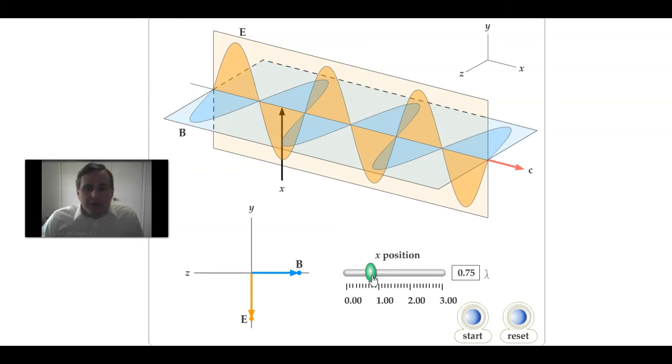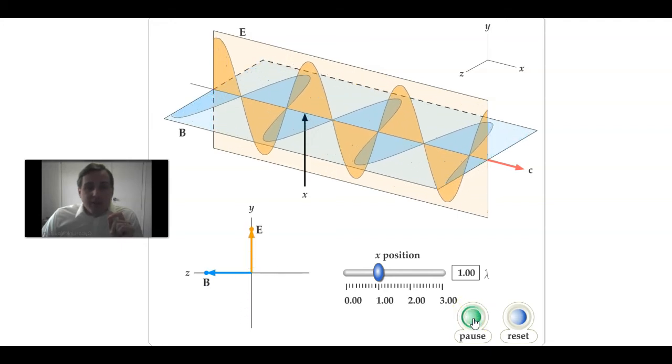Now, I know that you're on the edge of your seat, but what if we move the x position out to 1 wavelength? Well, if we're at 1 wavelength, we're back to 0, okay? And there we go. So since we're back to 0, this is what we mean by a transverse electromagnetic wave. Now, by the way, we know these are traveling waves. So let's go ahead and stay at 1 wavelength, and let's start this traveling electromagnetic wave.